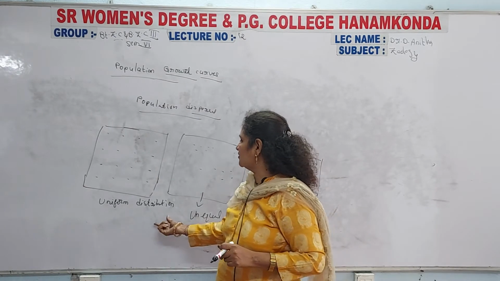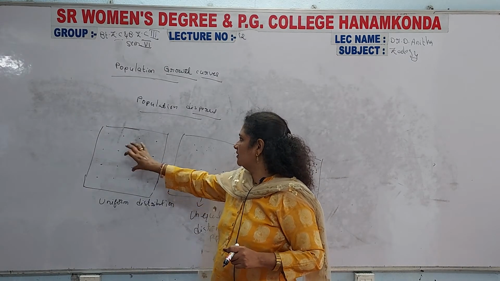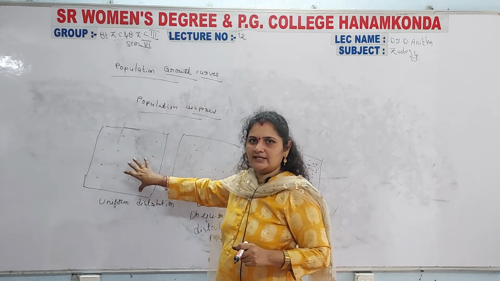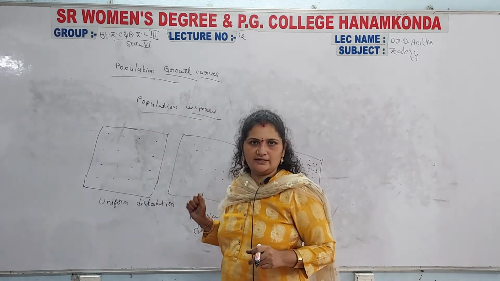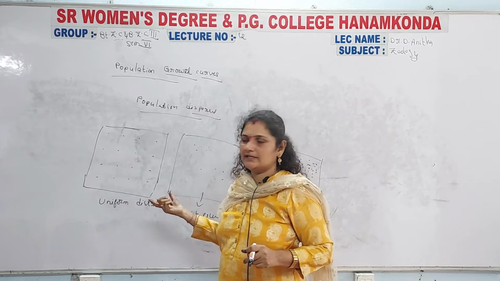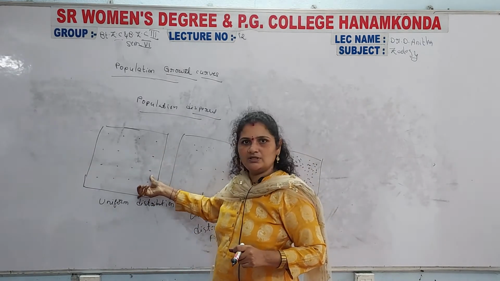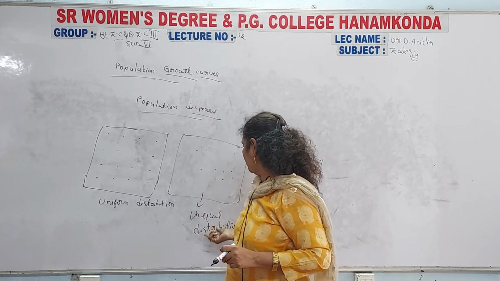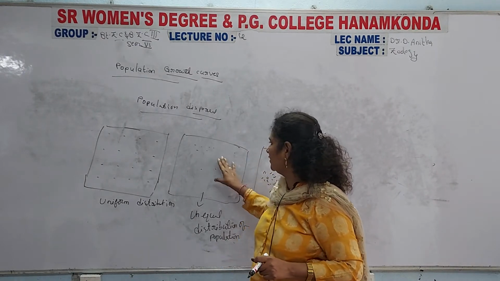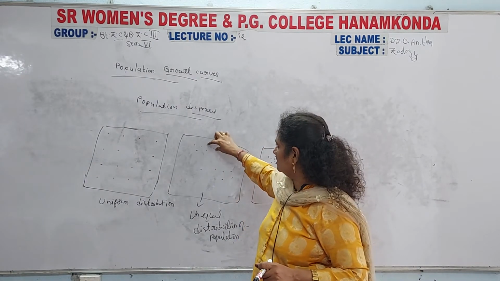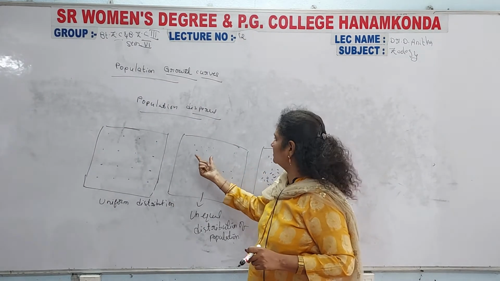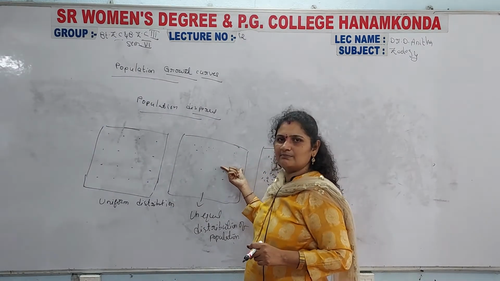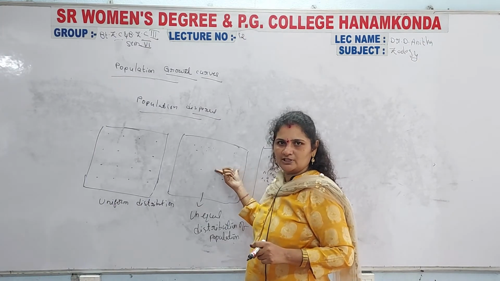Uniform distribution, see this. In any particular unit of area, the population is dispersed in an equal manner. In abroad, the population would be like this. In unequal distribution, as in the polar region, the population is very low. Some number of people live somewhere, and the remaining places are completely empty, where no population occurs.